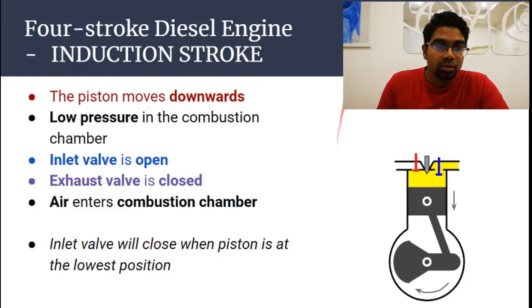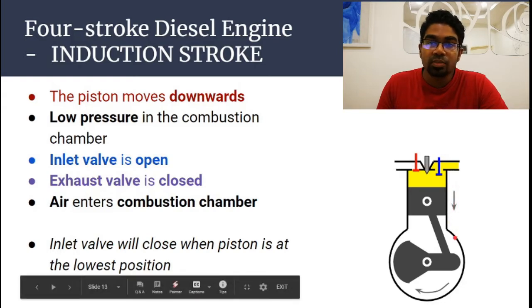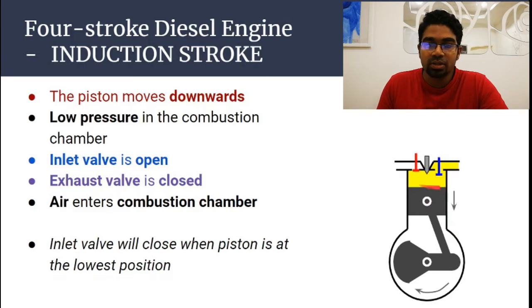Now for the induction stroke, again the purpose is to bring in the reaction mixture into the combustion chamber. So the inlet valve is open. Now this time only air enters the combustion chamber. The exhaust valve is closed because we don't want any air to escape. And the piston is going to move from top to bottom, so it moves downwards. Now as it moves downwards, the pressure inside here will decrease because the volume is increasing, and this allows air to be drawn in.